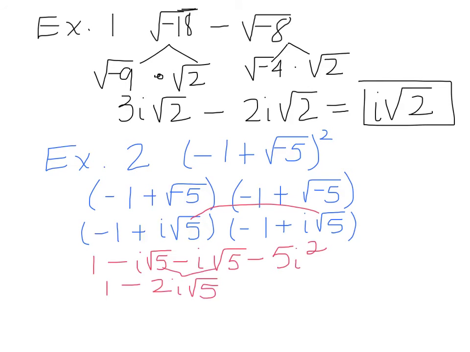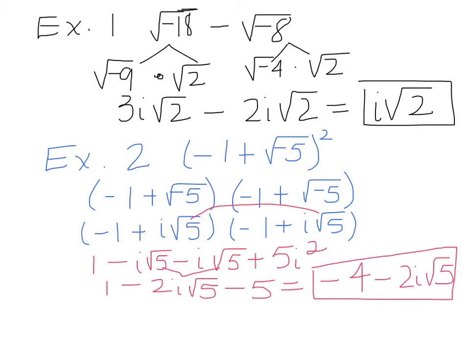So you want to put those together. Remember, i squared is negative 1, so that makes that, well, actually, that's plus 5i squared. So that's minus 5. So your answer is negative 4 minus 2i radical 5. Remember, we have to have it in standard form.